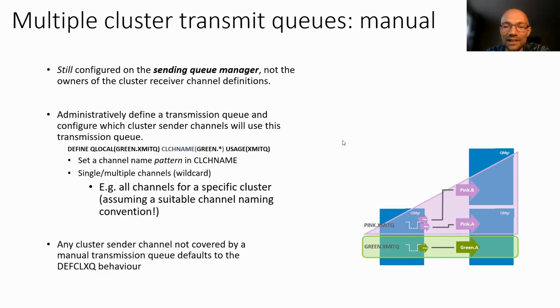An important thing to note here is that the default behavior now is to go back to using whatever the DEFCLXQ queue manager attribute says. So if there is a manually defined cluster transmit queue that matches the name of the channel, then that one will be used. If there is no manually defined cluster transmit queue for a particular channel, then it will look at what the queue manager DEFCLXQ attribute says to do. So that's whether to create an automatic one or use the system default cluster transmit queue. And that's what will happen in that case.